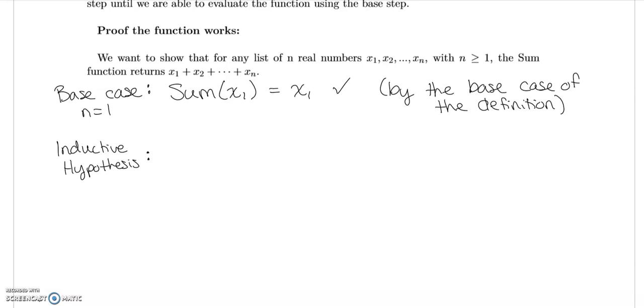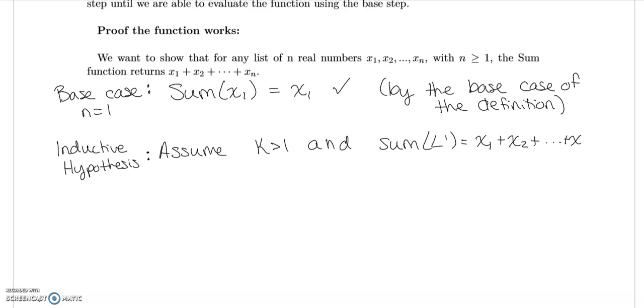We're going to assume that it's true for some k minus 1. So let's start with assuming k is greater than 1 and that the sum, let's go ahead and call it L prime, is equal to x sub 1 plus x sub 2 all the way up to adding x sub k minus 1 for any list L prime on k minus 1 numbers.